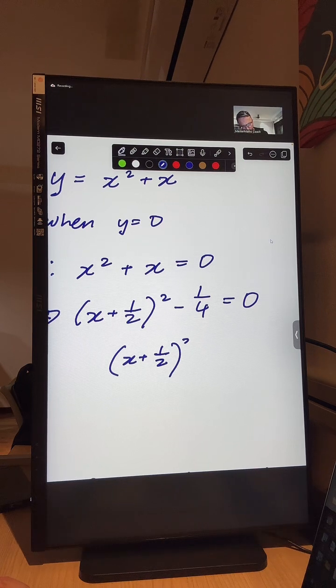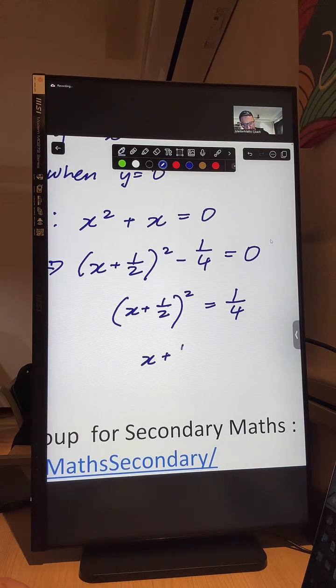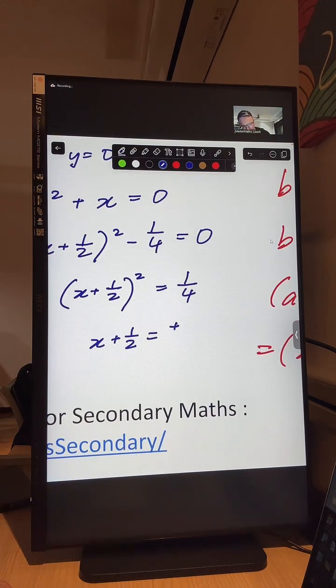Okay, so x plus half square equals 1/4. We add 1/4 on both sides. When we add 1/4 on both sides, the 0 becomes 1/4. The left-hand side becomes x plus half square. Now we square root both sides. When we square root a number in an algebraic equation like this, always remember we have to put plus minus. So plus minus 1/4. So this will be x plus half equals plus minus half, because when you square root 1/4, you get half.